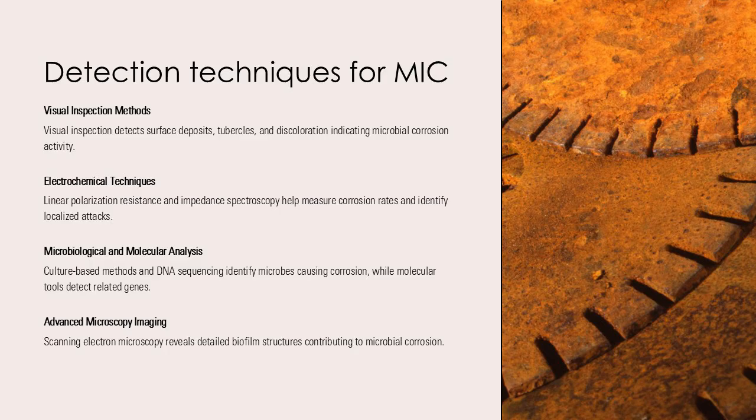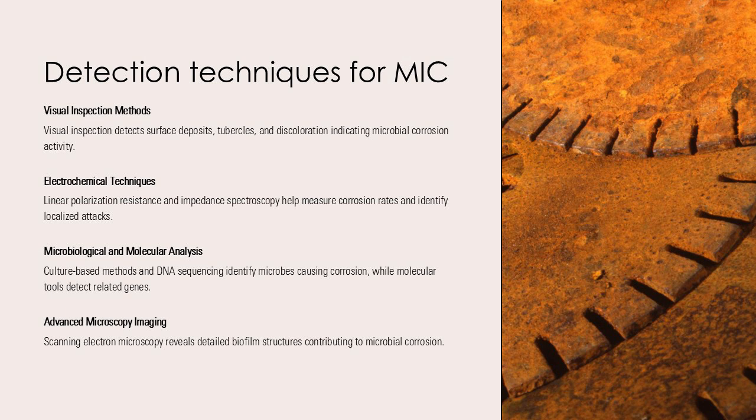Detecting MIC requires a combination of visual, chemical, and microbiological methods. Visual inspection can identify surface deposits, tubercles, and discoloration indicative of microbial activity. Electrochemical techniques such as linear polarization resistance and electrochemical impedance spectroscopy help assess corrosion rates and detect localized attack. Microbiological analysis, including culture-based methods and DNA sequencing, identifies specific microbial species responsible for corrosion.